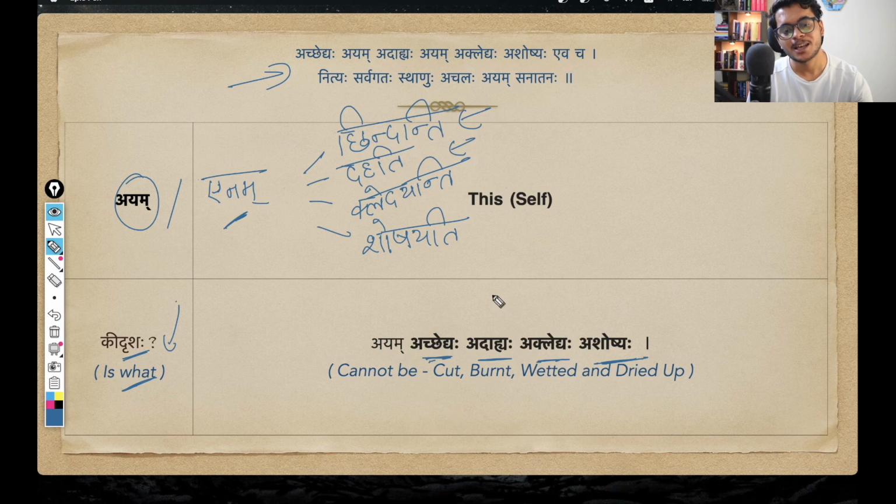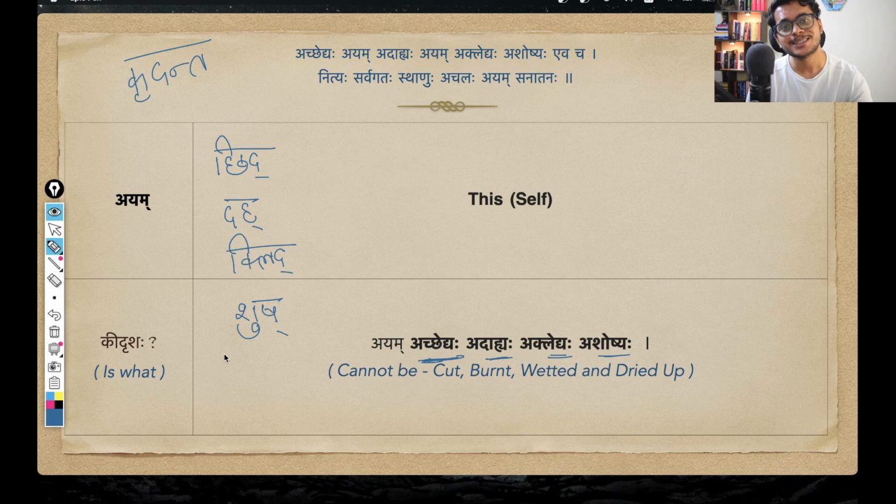And this translates as: the self cannot be cut, the self cannot be burnt, this self cannot be wetted, and this self cannot be dried up. So we are literally repeating the very idea from the previous shloka. The only difference is that in the previous shloka we were using these kriya pada, chindanti, dahati, kledayanti, shoshayati, and here we are using kridanta, achedyaha, adahyah, akledyah, ashoshyah.